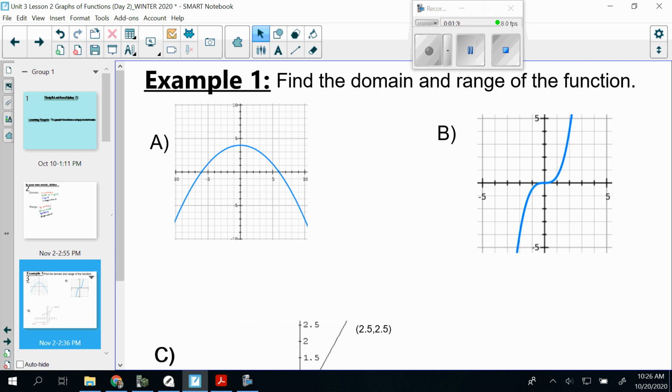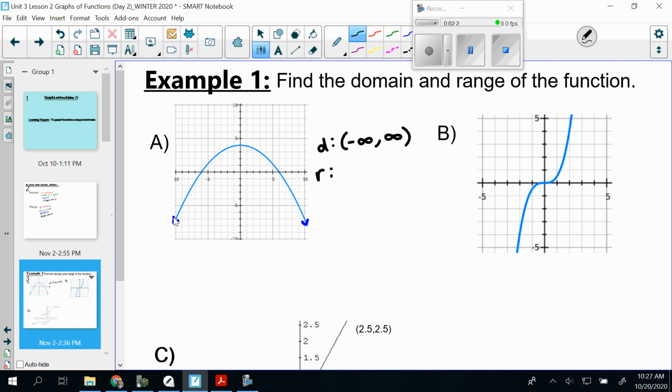So for A, we have this parabola graph, and let's assume this keeps going on both sides. What would the domain and range be here? So domain, that's our x value. So we want to look left and right here. Are we covering all our x values? Yeah, it certainly looks like it here. If we travel up or down here to the x-axis, we're hitting every x value along the way, and it will keep going forever and ever. So on this one, it looks like it's all real numbers, or with our interval notation, that would be negative infinity to infinity.